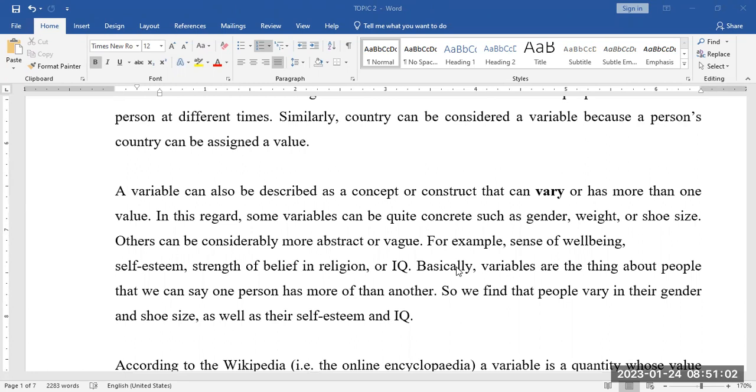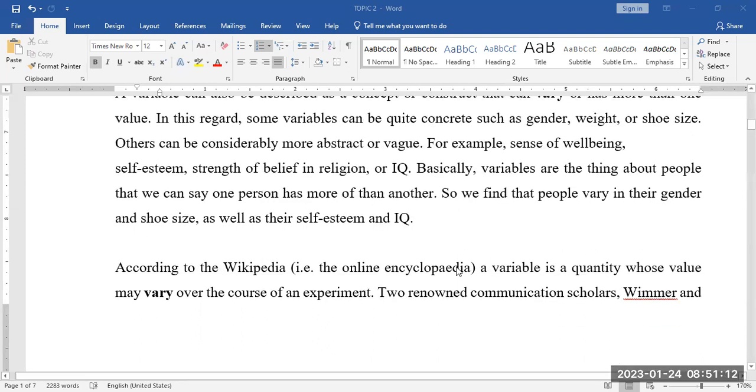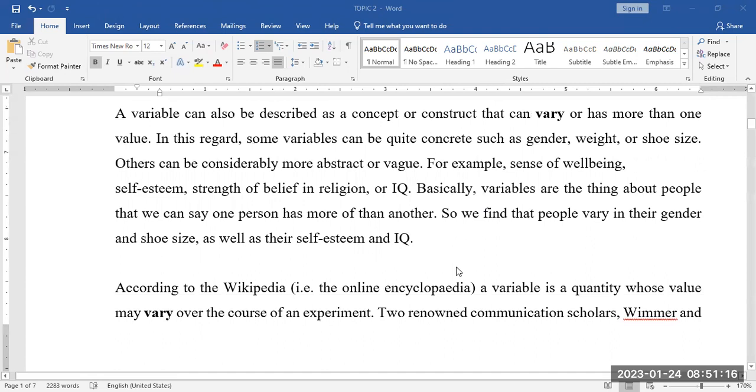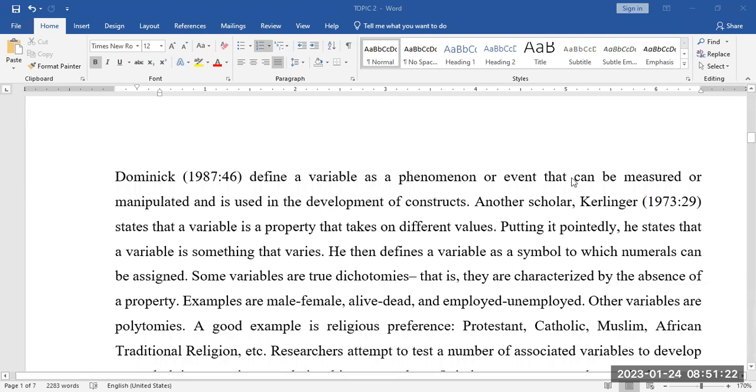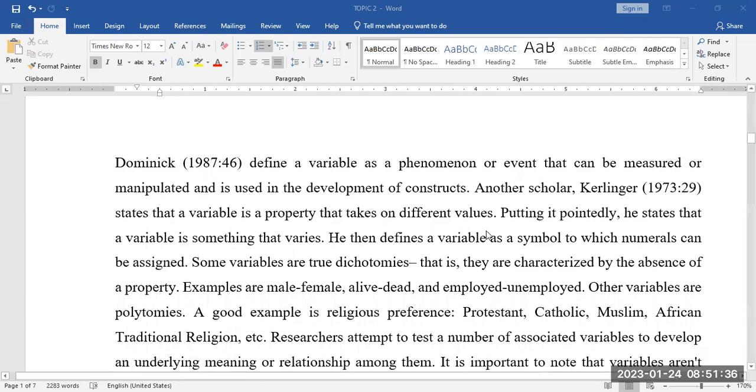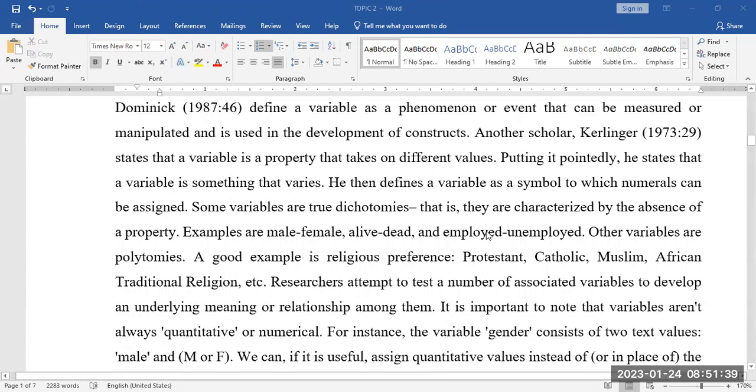What is the opposite of a variable? The opposite of a variable is what we call a constant. Is it a constant? Yes, it is a constant. So Dominic defines a variable as a phenomenon or event that can be measured or manipulated, and it is used in the development of constants. Another scholar called Kallinger, 1973, states that a variable is a property that takes on different values. We have said that. Putting it pointedly, he states that a variable is something that varies. So there are those things that cannot vary. Those things that cannot vary, we call them constants.